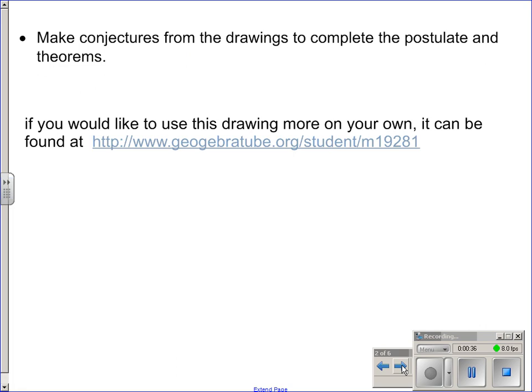So what you're going to do is make a conjecture. I hope everybody remembers a conjecture. It's an educated guess about those types of angles.